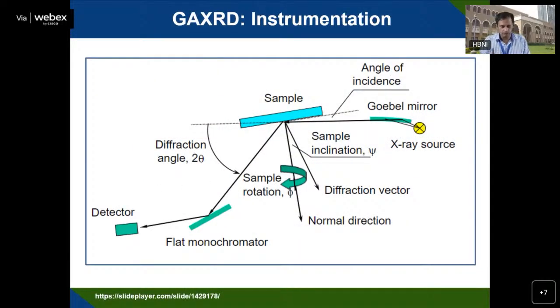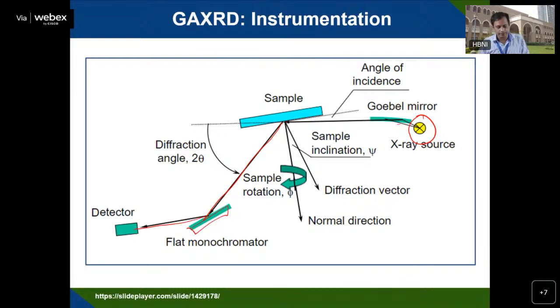And then the instrumentation mainly involves a sample here. You can see the sample stage is mounted here. You have an X-ray source here. From the X-ray source, the X-ray comes and falls on a Bowell mirror, and that mirror mainly helps to focus it. It's a very low angle, so you have to use a mirror, and that beam falls on the sample. Its angle here is less than 5 degrees in this case, and then the diffracted beam falls on a monochromator, and from that monochromator it goes to the detector.